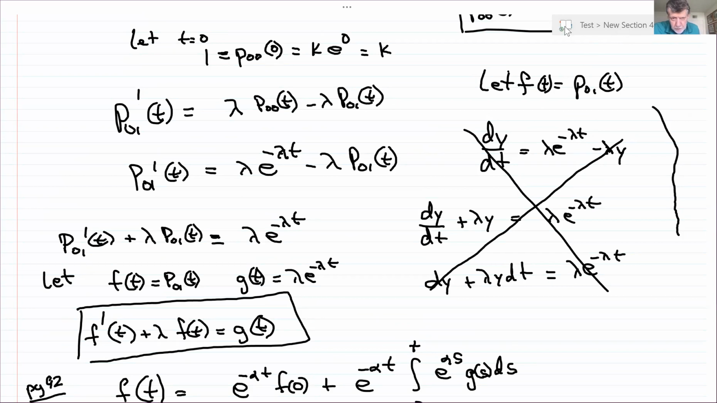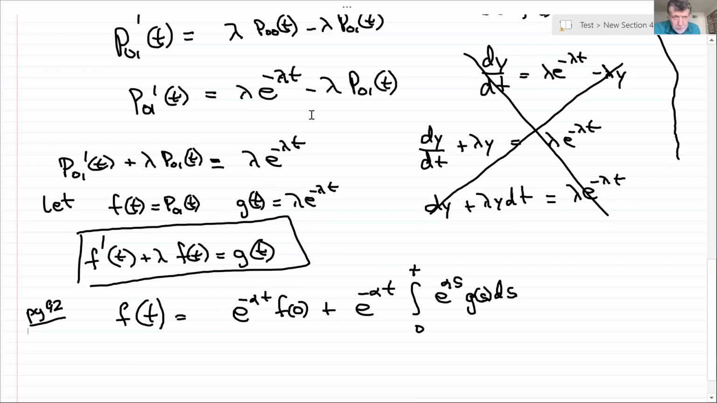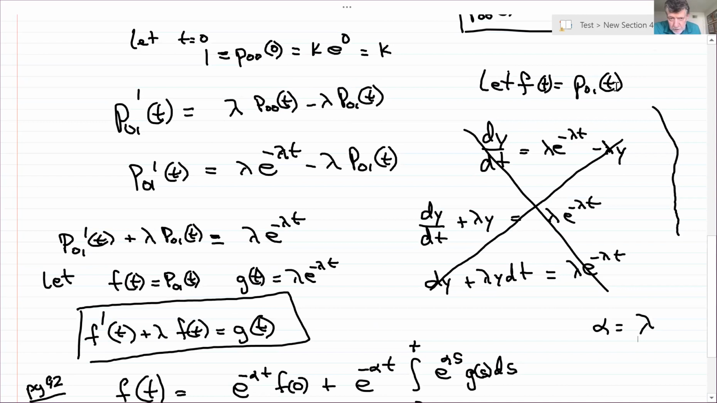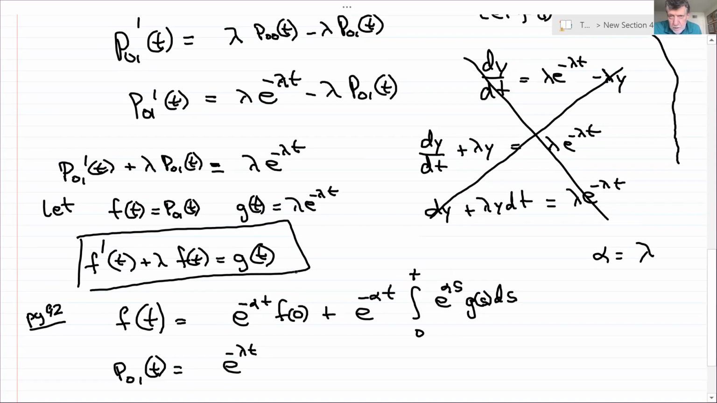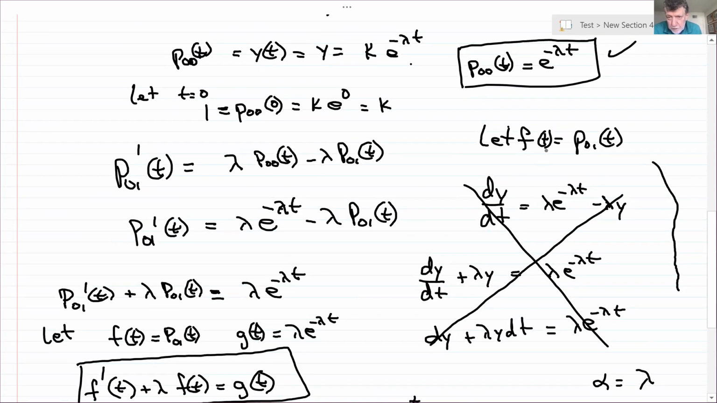Okay, so let's put everything in here that we have. I guess the thing we need to realize is in this equation, alpha is playing the role of lambda. So off to the side, alpha equals lambda. And we already said that f of t is P01 of t. So P01 of t is e to the minus alpha t times f0. And then we have to find out what f0 is. Well, f0 can be found from this. Just put in t equals 0.